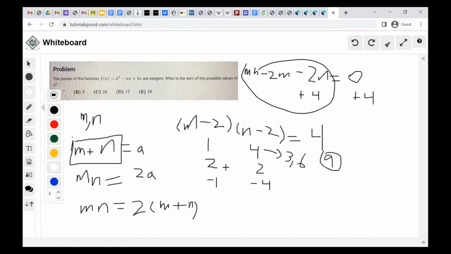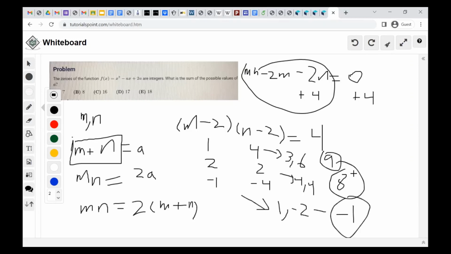For the second case where this is 2 and this is 2, they're both equal to 4. So the sum of the roots m plus n, which is a, is 8. And for the case when m minus 2 is -1 and n minus 2 is -4, we get m equals 1 and n equals -2. So that gives -1 for a. And then we add these up and we get C, 16.